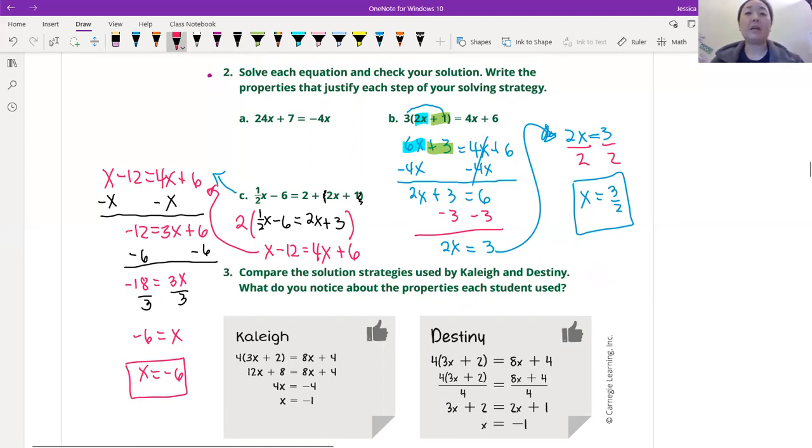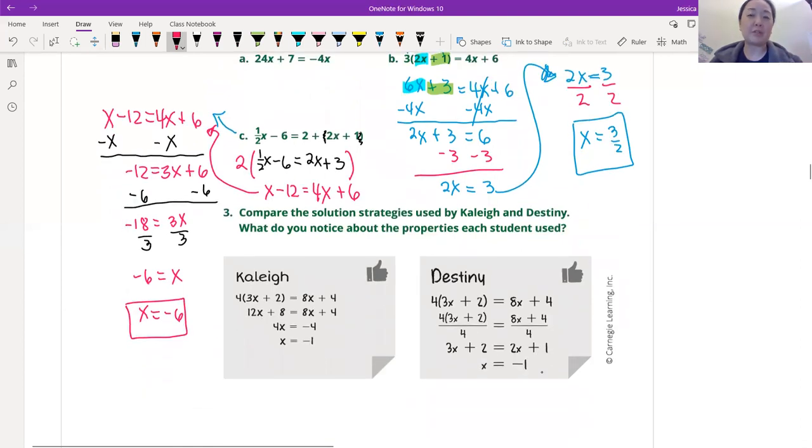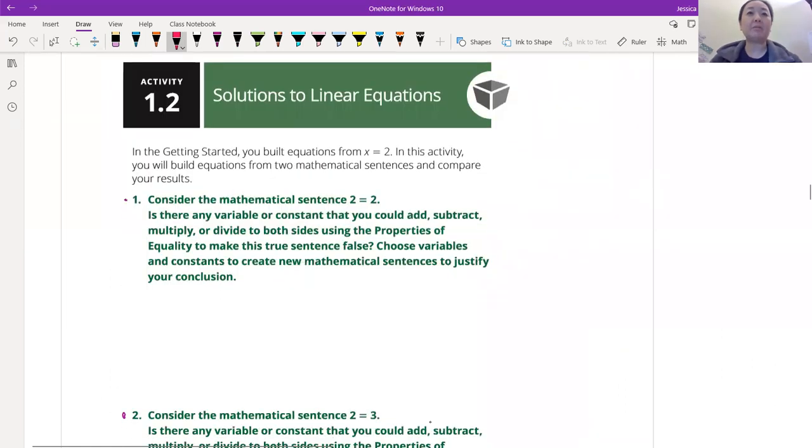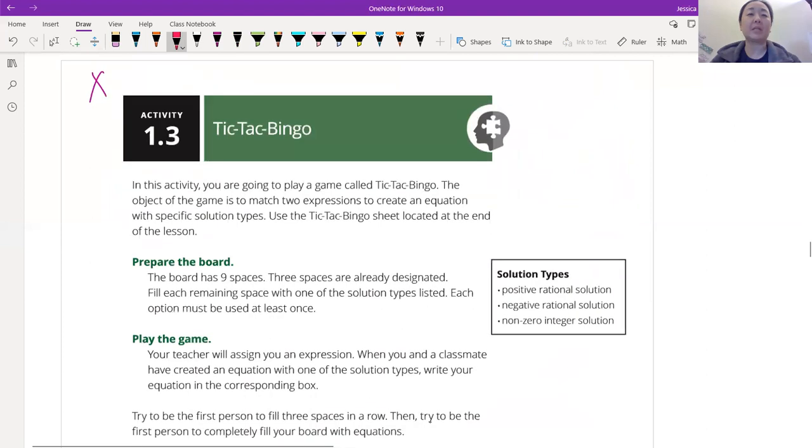All right, and these are other ways that you could solve this particular problem. So if you want to take a look at that, that's what I always like doing, is make sure that your answer is -6, right? But the process is important. It's an interesting one.